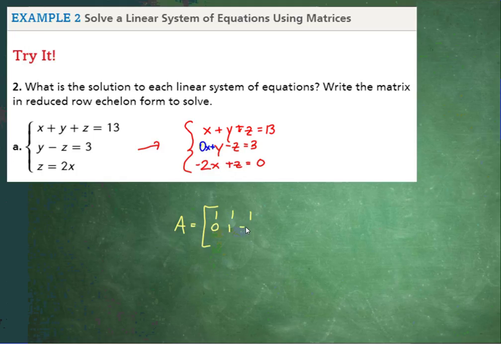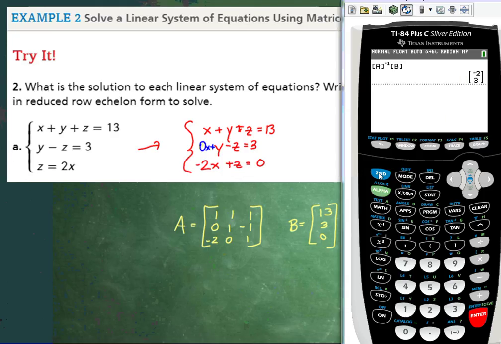Remember, it's x, y, z on each column. X, y, z on each column. And then this bottom row is going to go negative 2x. Then it's going to have a 0y, and then 1z. And that is matrix A. Matrix B is pretty straightforward if we set it up right. Okay. It's going to be 13, 3, and 0. And we're just going to go back through to our calculator and modify that.